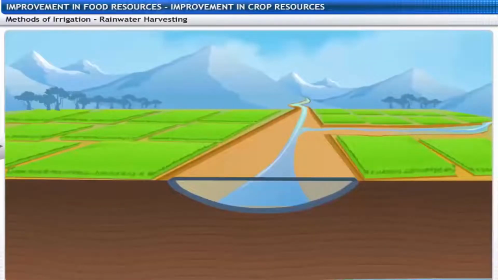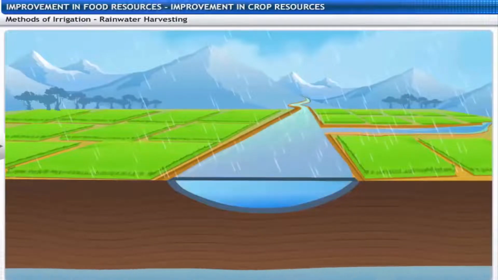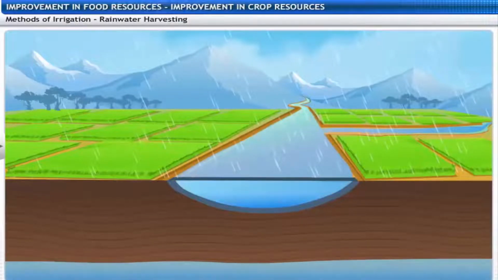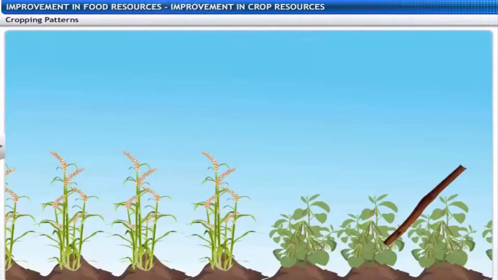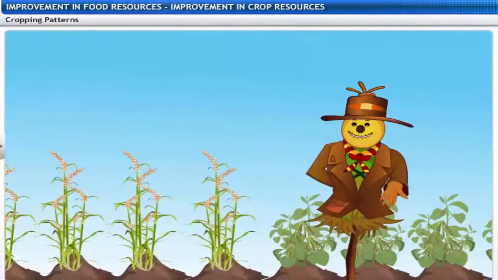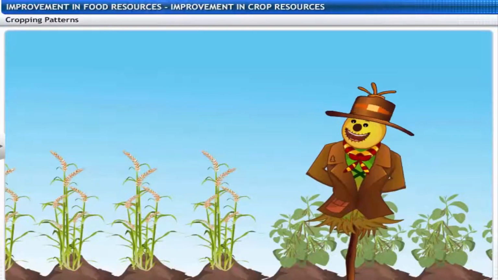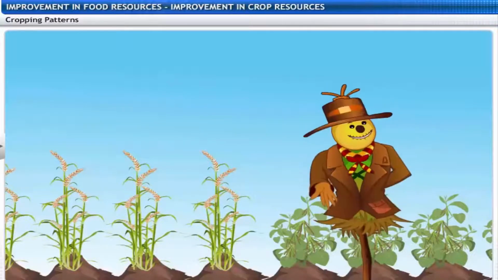Recent attempts to increase the availability of water involve rainwater harvesting. Rainwater is harvested in check dams, which increase the groundwater levels and reduce soil erosion. Hey, take a look at this farm. There are two types of crops growing at the same time. That's very smart, isn't it?